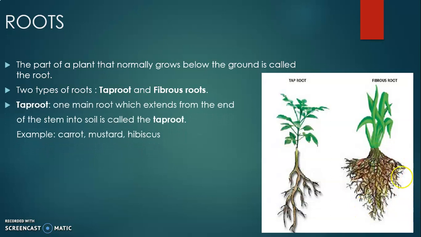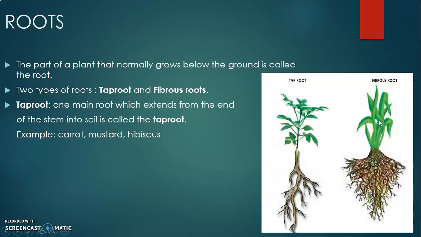So in taproot there is one main root, which extends deep into the soil. Like there will be one main root, and then small roots will come out of that main root. So this kind of root is known as taproot.